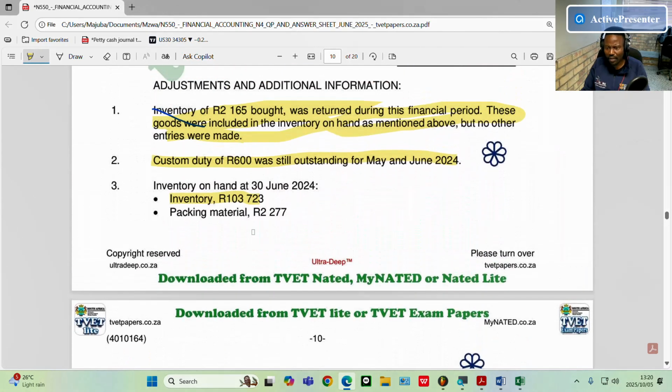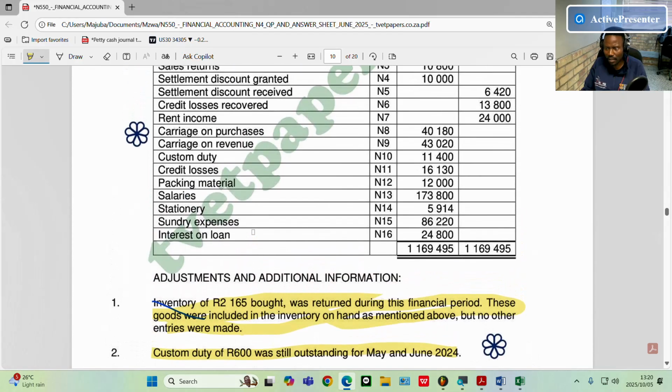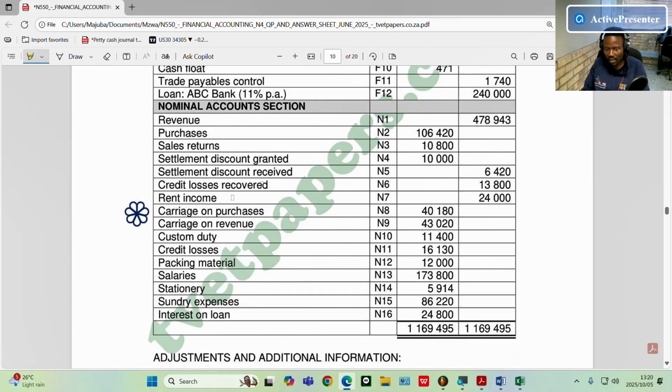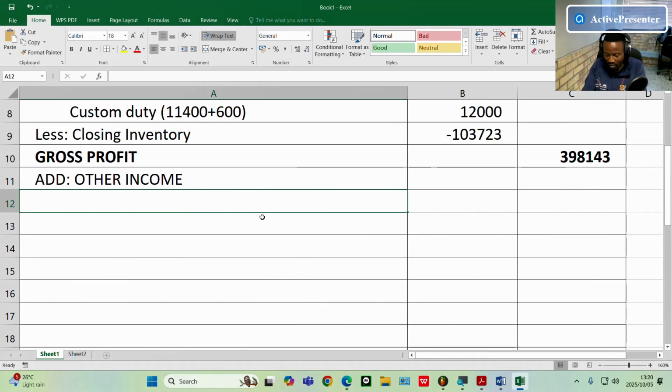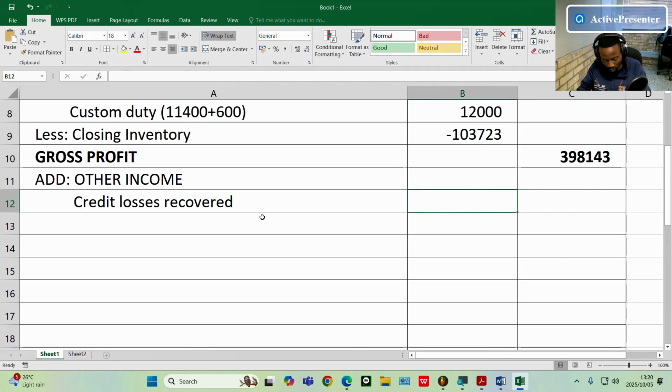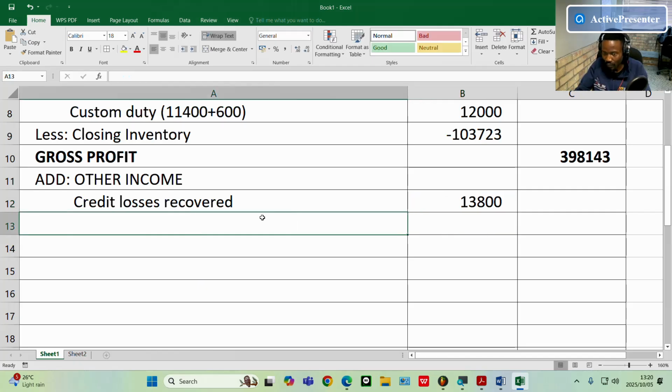So meaning we only have two income items, one of which is credit losses recovered, formerly known as bad debts recovered. I didn't see any adjustment on credit losses recovered, so I'll just put it as it is. It's 13,800, right? Then we are also about to calculate the rent income.